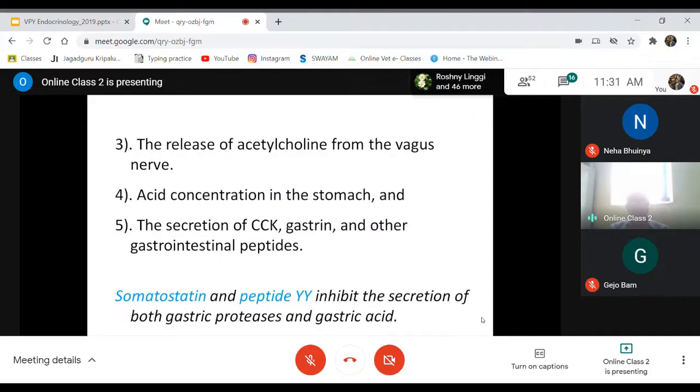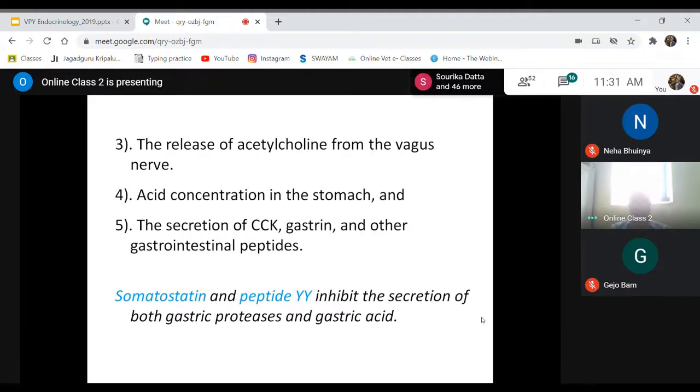Then third one is the release of acetylcholine from the vagus nerve. When there will be food in the stomach, then it will stimulate the secretion of acetylcholine, and it will be stimulatory for the secretion of gastric proteolytic enzymes or gastric proteases. Acid concentration in the stomach, it is also important, because then only the zymogens, or you can say that gastric proteases, will be activated.